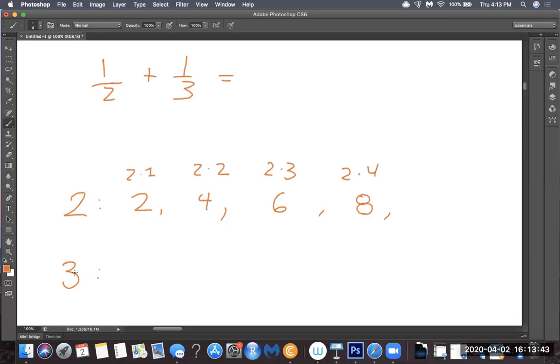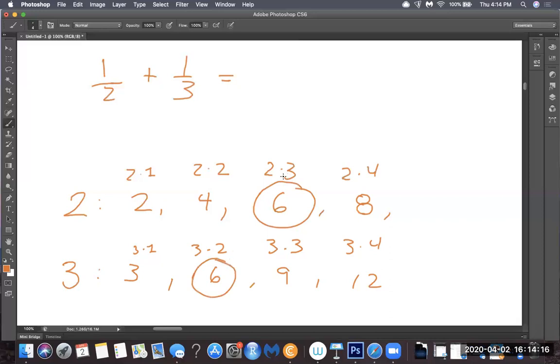And now we're going to do the same thing with 3. 3 times 1 is what? 3. 3 times 2 is what? 6. 3 times 3? 9. And 3 times 4? 12. Okay. Now, check this out. What's the smallest number that they have in common in this list? 6, okay? 6 is here. 6 is here. 6 is the lowest multiple that they have in common.